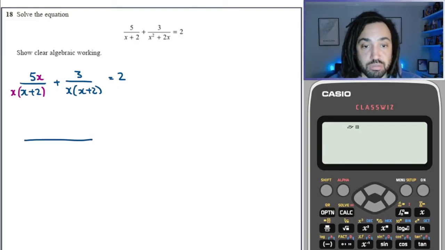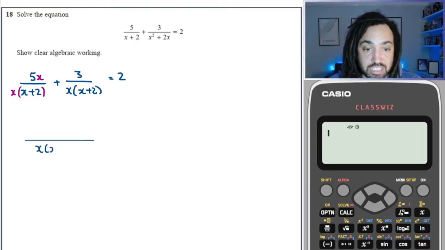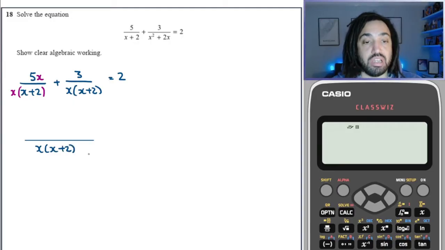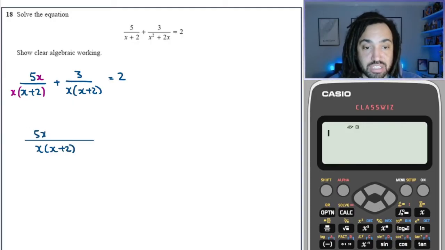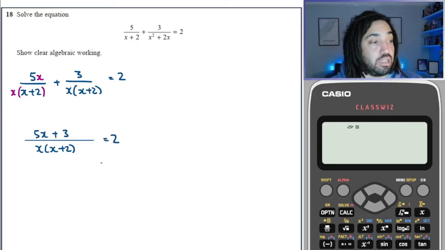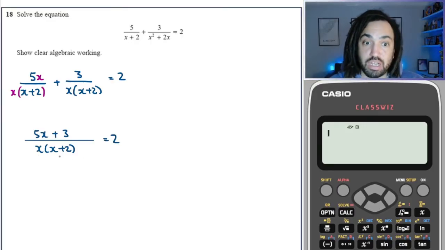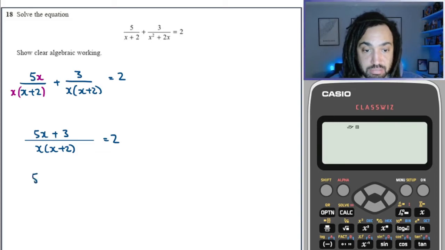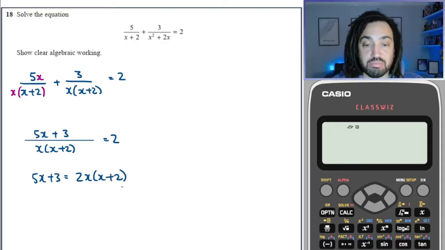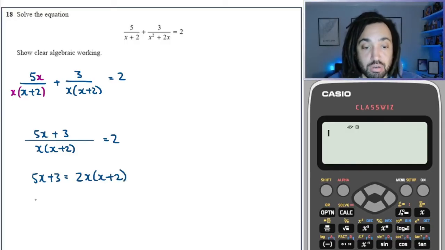So we've got a common denominator of x plus 2, and on top we've got 5x plus 3, and that's equal to 2. So now we multiply the denominator to the other side, and we get 5x plus 3 is equal to 2 lots of x plus 2. And now we need to expand out the brackets, and this is going to give us a quadratic.